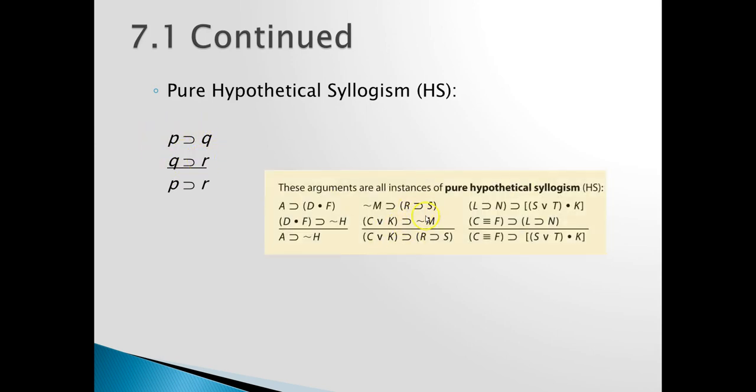So here's some examples here. If A, then it follows that D and F. If D and F, then it follows that not H. Well, then it will follow that if A, then not H. What I have here is my conclusion.